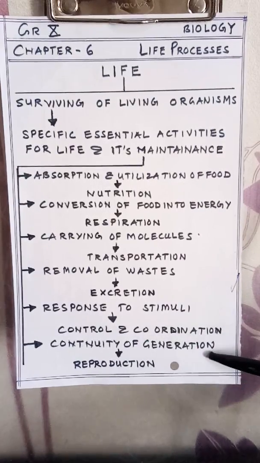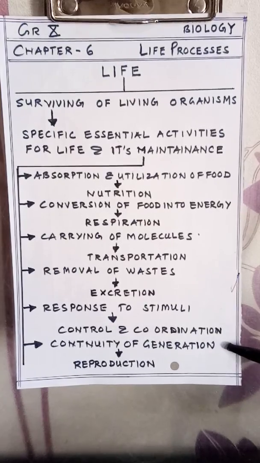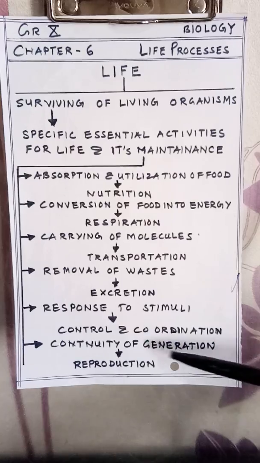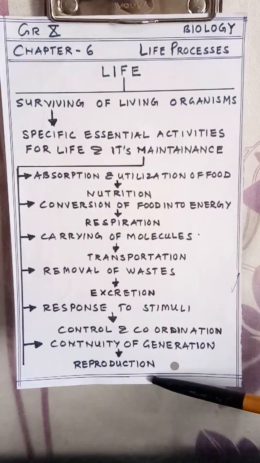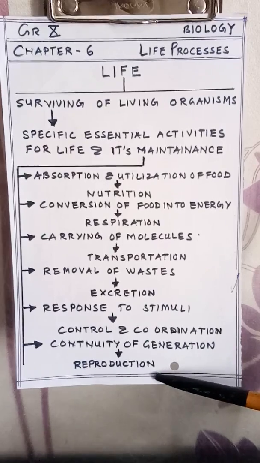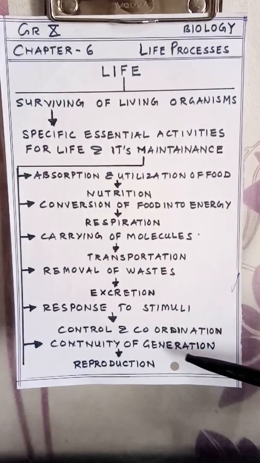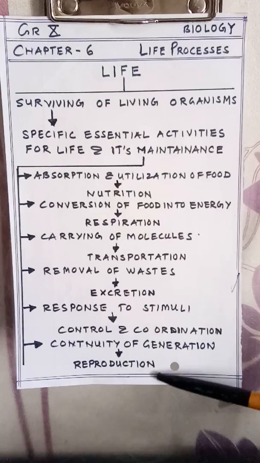Then continuity of generation. That continuity of generation is also one of the important processes in the life cycle of an organism, so that the continuity of the race will take place. You might have studied regarding the race. So continuity of the generation means producing similar young ones to make the continuity of that generation. There is one process required for that, which is called reproduction. That is also one of the very important life processes for a living organism. Continuity of generation, that is reproduction.